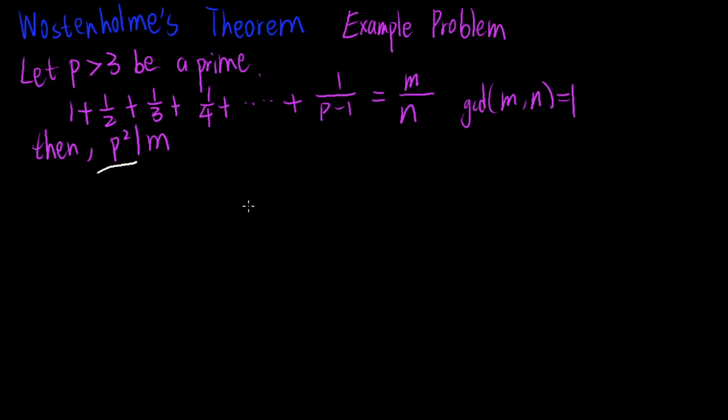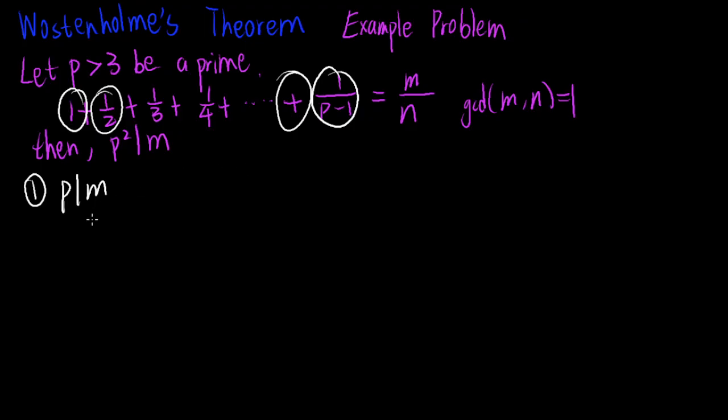It is very hard to directly prove that m is divisible by p squared, but we can first look for simpler problems. For an easier problem, we first prove p divides m, and this might be very obvious. We can do some algebraic manipulation. We know this is a harmonic sequence, right? We can regroup those terms. If I regroup 1 and 1 over p minus 1, then 1 over 2 with 1 over p minus 2, we finally get some very useful information.